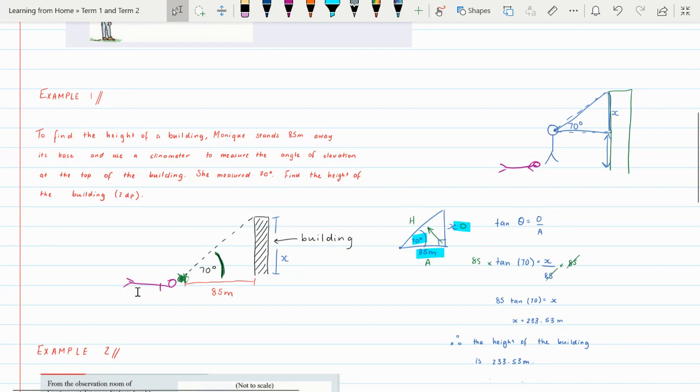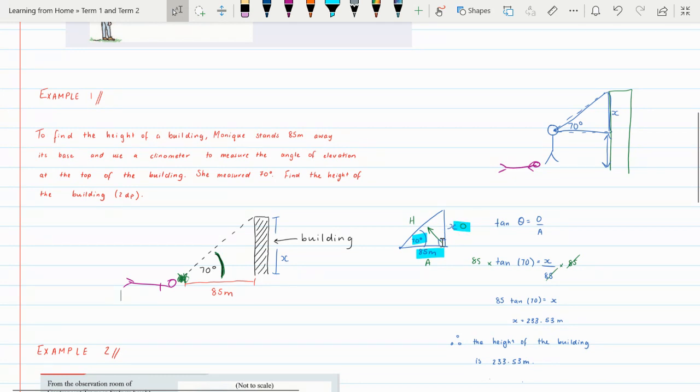So as for all of these problems, you draw the situation very basically. You have a triangle, redraw your triangle. It's just easier to work with. Fill in the information you know: 85 meters from the base, 70-degree angle of elevation, so from the horizontal going up. We want to know the height of the building. That's represented by the opposite side. So then you label your triangle.